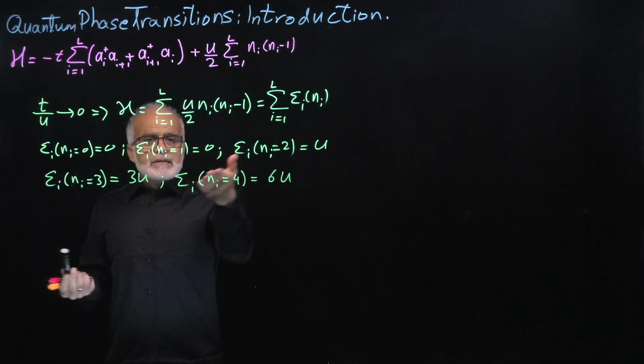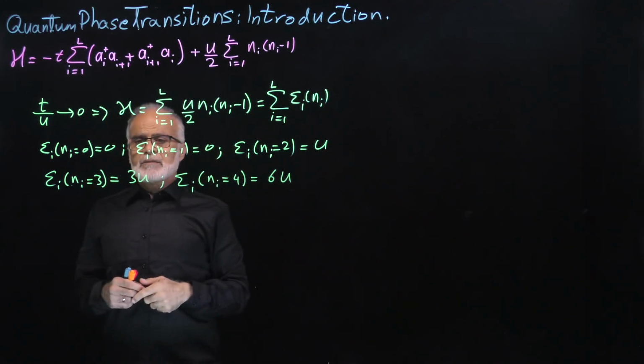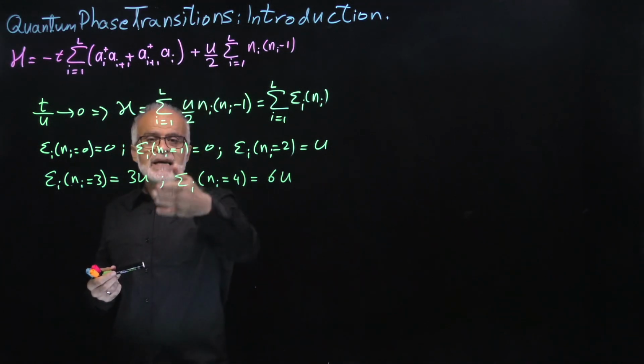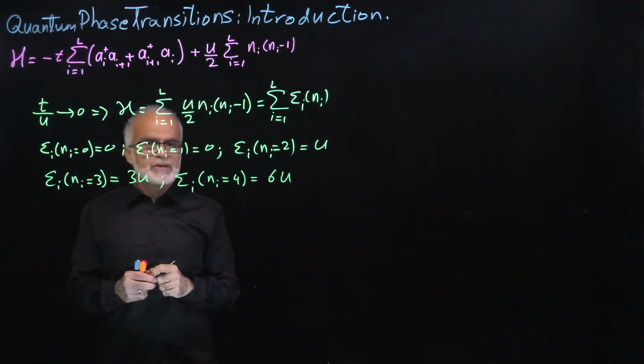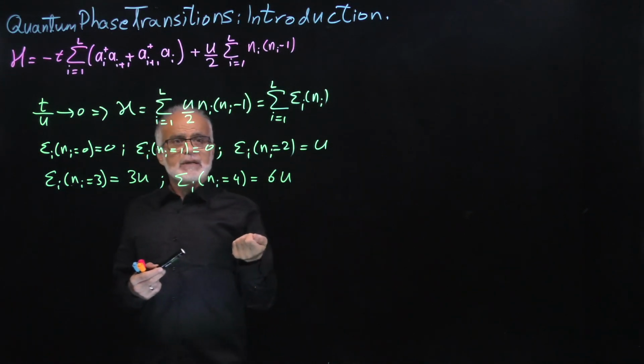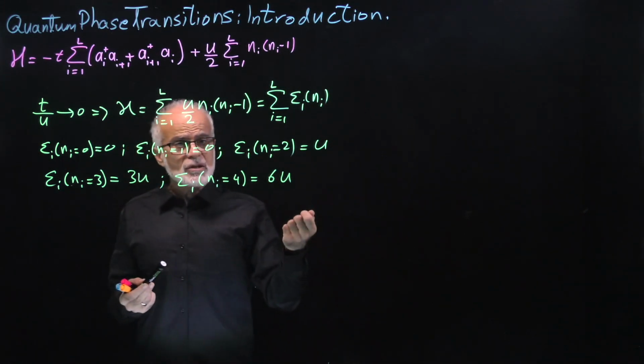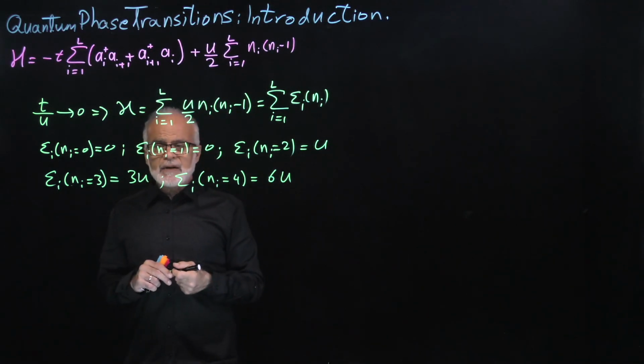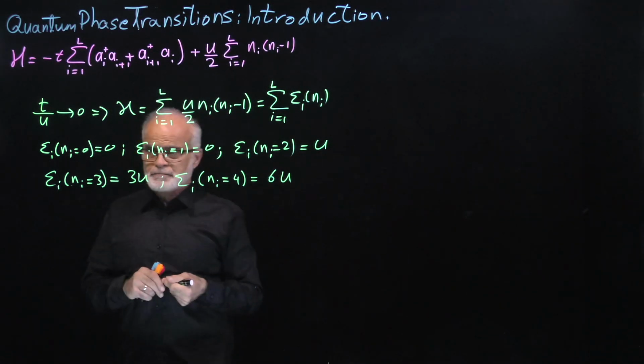So since we can have several particles on every site, I would like to study how the system behaves as the number of particles changes. Now, one way to change the number of particles is by changing the chemical potential. This is in the grand canonical ensemble. So how do we define the chemical potential?